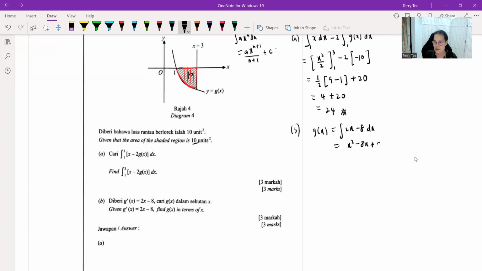Then you plus c. To find the value of c, we need a point from the graph. You can see there's a point here. This is (1, 0), so we're going to sub in (1, 0). That means your g(x), or your y, is 0 when your x is 1. 1 squared is still 1. Negative 8 times 1 is still negative 8. So this gives us negative 7, and if I bring it to the left, my c is just 7. Therefore, my g(x) is x squared minus 8x plus 7.